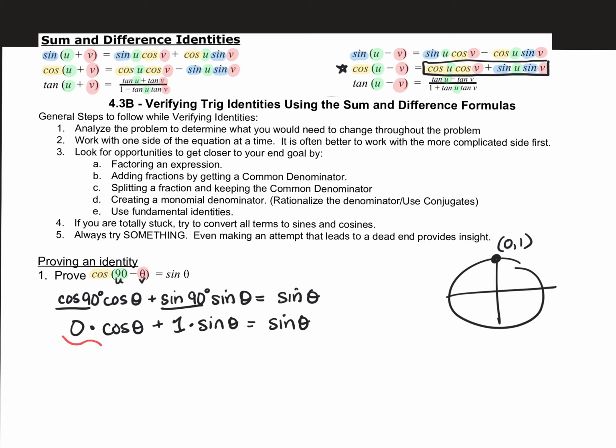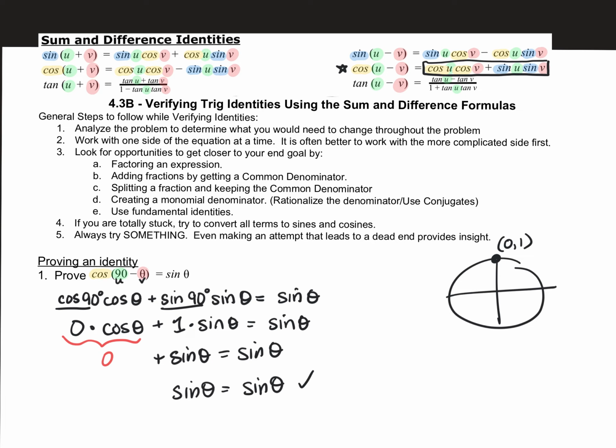All right, 0 times cosine is just 0, so I can just write that as 0. And then plus 1 times sine is just sine, and I've got it. So I have 0 plus sine is sine. Sine of theta equals sine of theta. I've proven that that identity is true.